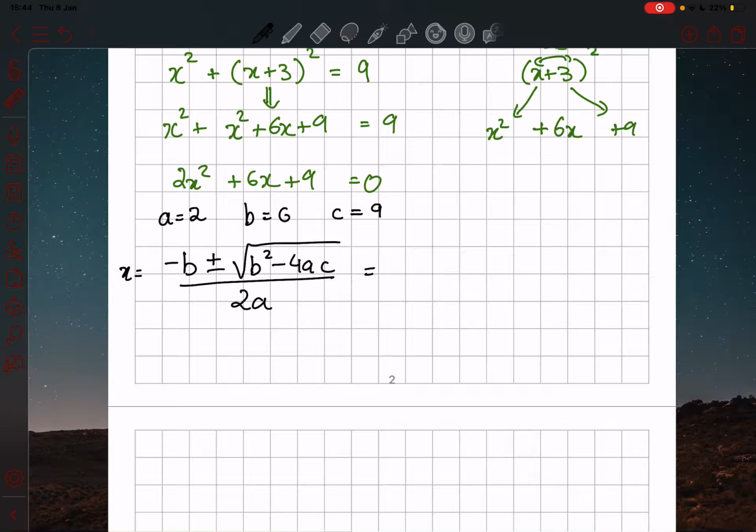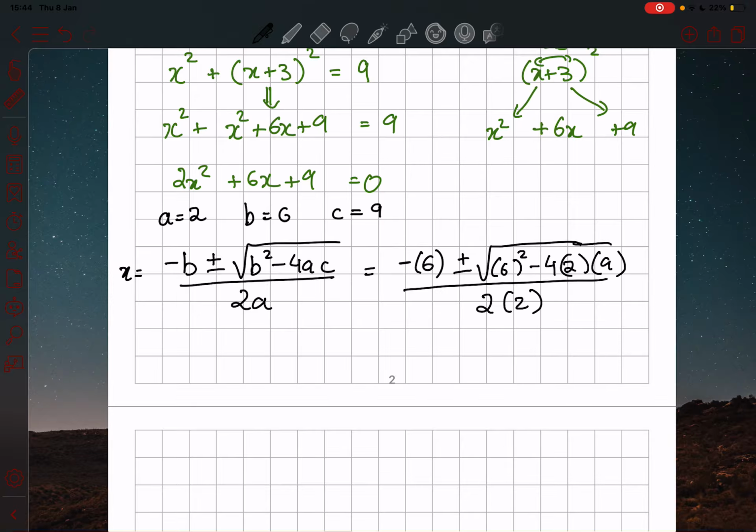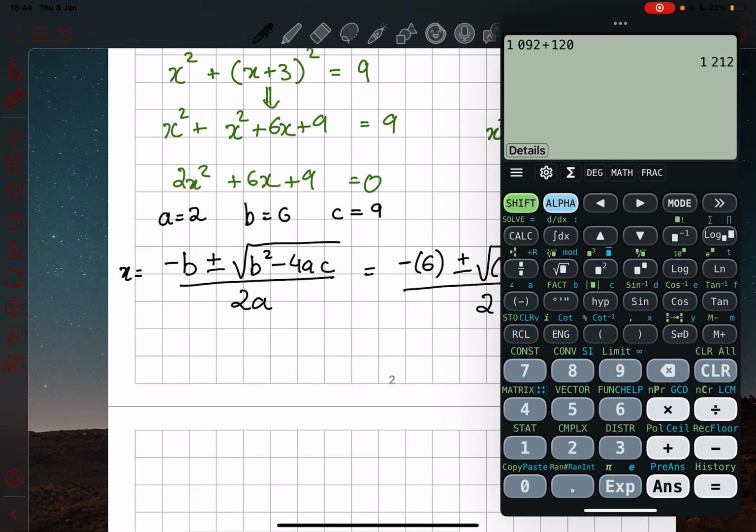So that is going to be minus, use brackets when you're using letters, plus or minus the square root of 6 squared minus 4, a is 2, c is 9, over 2 lots of a, which is 2. So first let's do the positive part. Get your fraction button first. Minus, use the brackets so as not to make a mistake, plus square root.